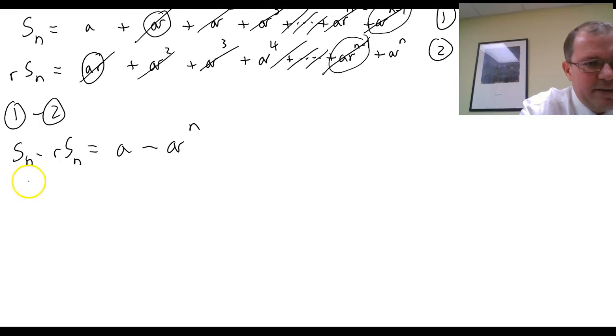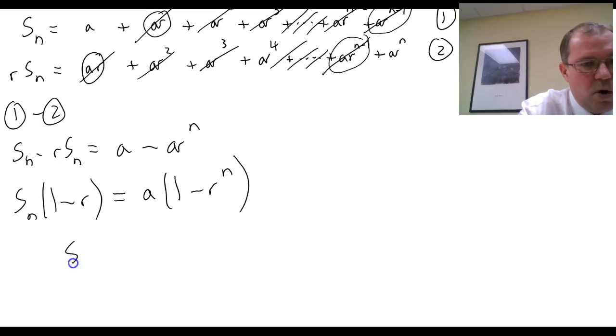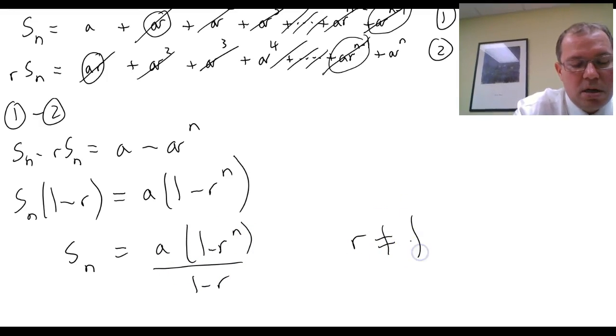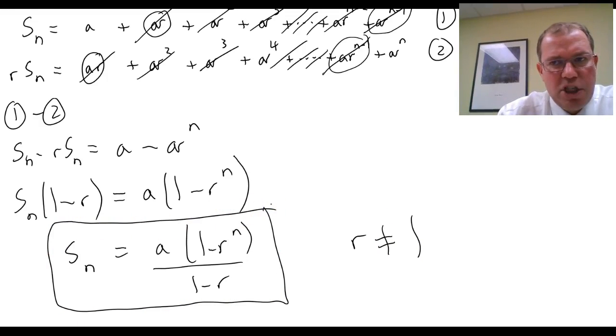Let's factor the left-hand side. Let's take Sn out as a factor. I've got 1 times Sn minus R times Sn. Let's factor the right-hand side. Take A out. I've got 1 minus R to the n. And then I just need to divide both sides by 1 minus R. We're assuming R does not equal 1, of course, because obviously I can't divide by 0. So I have a formula now, divided by 1 minus R, and we've proved a nice formula for the sum of the first n terms of a geometric series.